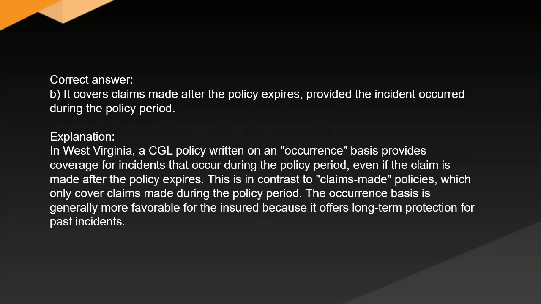Correct answer. B. It covers claims made after the policy expires, provided the incident occurred during the policy period. Explanation. In West Virginia, a CGL policy written on an occurrence basis provides coverage for incidents that occur during the policy period, even if the claim is made after the policy expires. This is in contrast to claims-made policies, which only cover claims made during the policy period. The occurrence basis is generally more favorable for the insured because it offers long-term protection for past incidents.